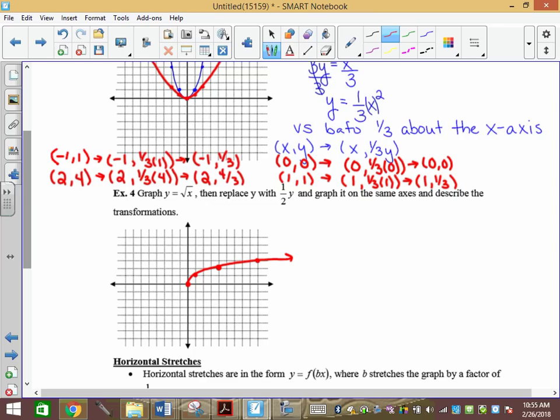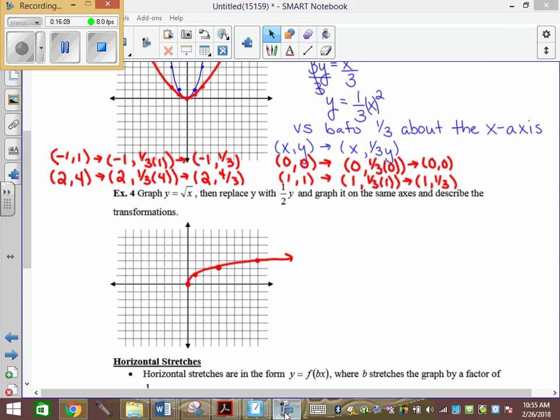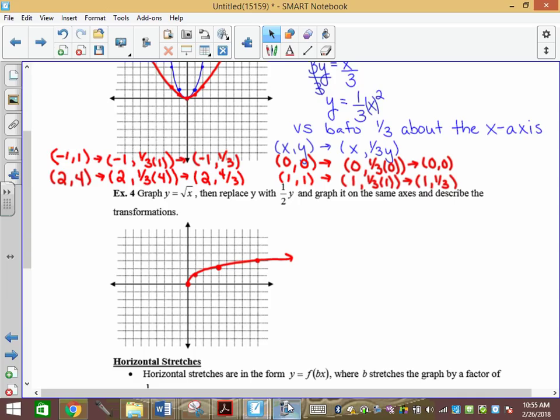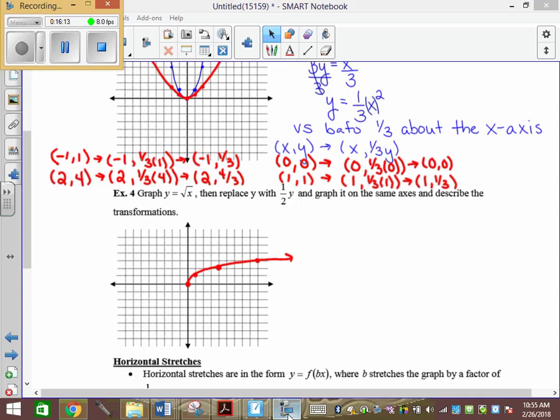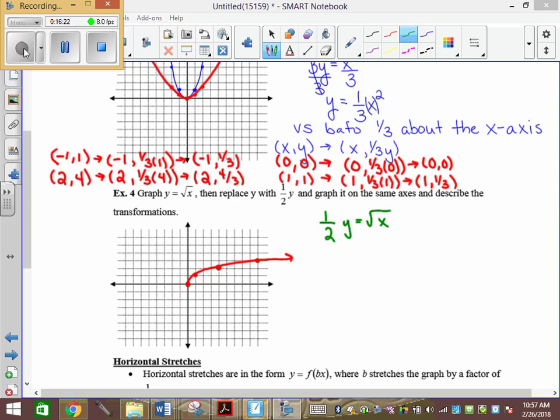Replace y with 1/2 y and see what you get. Maybe do it in pencil. So this one is a replacement. You're going to get 1/2 y equals square root x. When you move it over, you're going to multiply by 2. So you're going to get y equals 2 root x. So it's a vertical stretch by a factor of what?